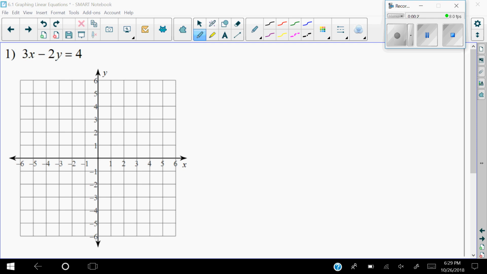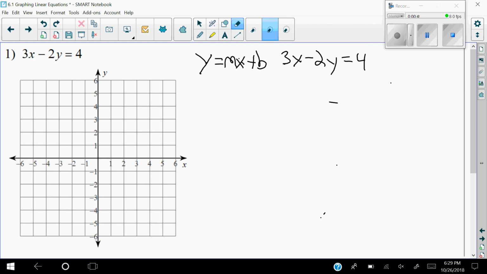Remember, that's going to be y is equal to mx plus b. All right, so that's the format we want to get. So we have 3x minus 2y is equal to 4, and we want to solve for y. We want to get that y by itself.